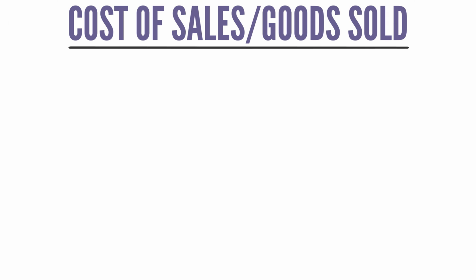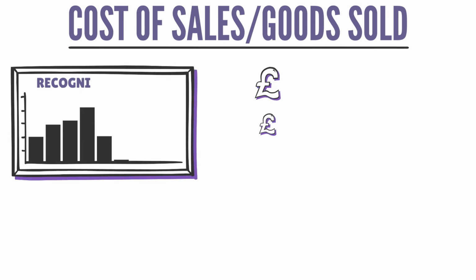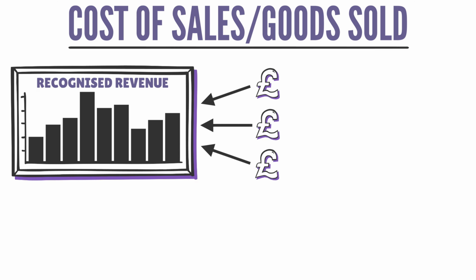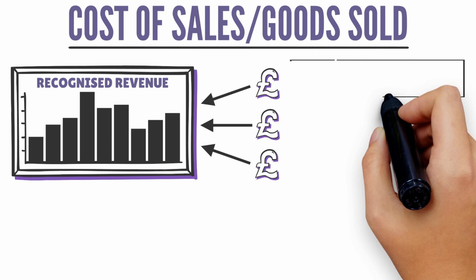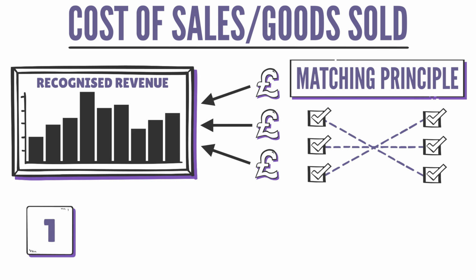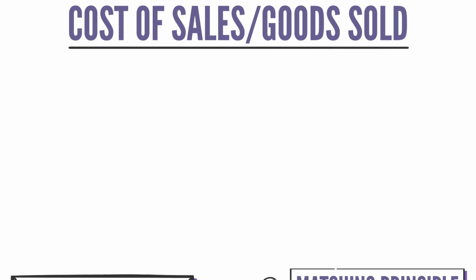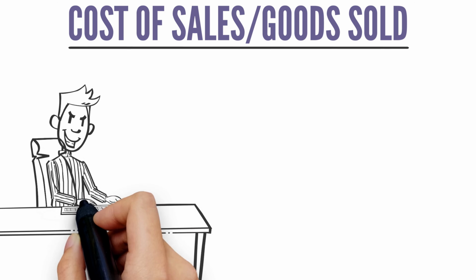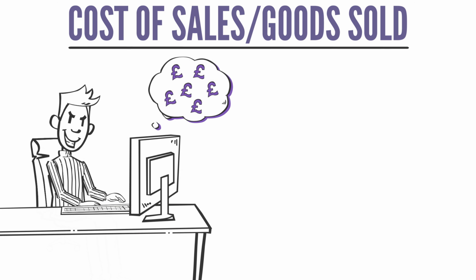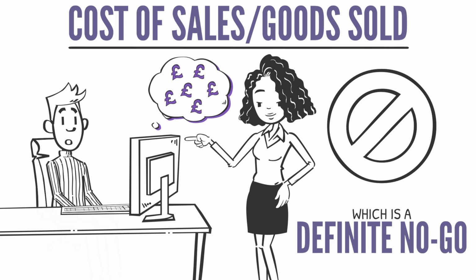Next, you'll see cost of sales or cost of goods sold. These are the costs directly related to your recognized revenue. Accounting follows something called the matching principle, which means any cost related to revenue must be recognized in the same period as that revenue. There's no room to pick and choose here. Doing so could give the impression of manipulating profits, which is a definite no-go.